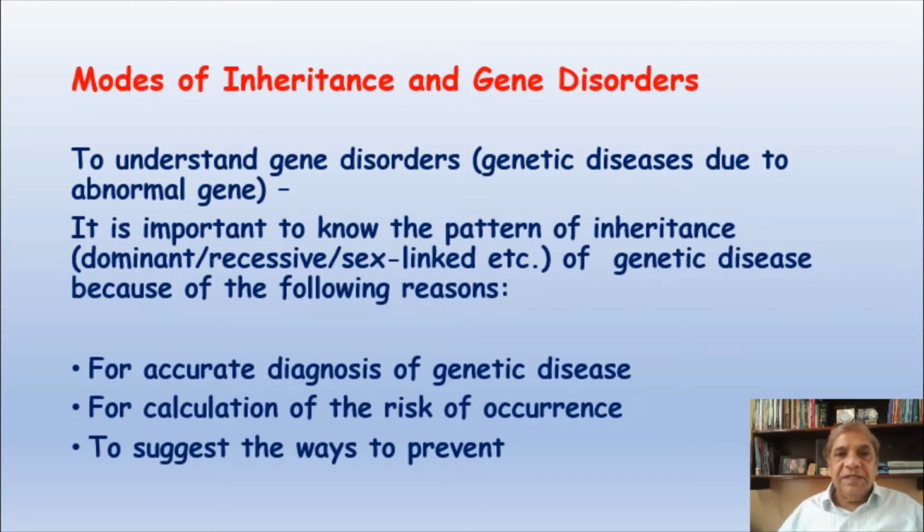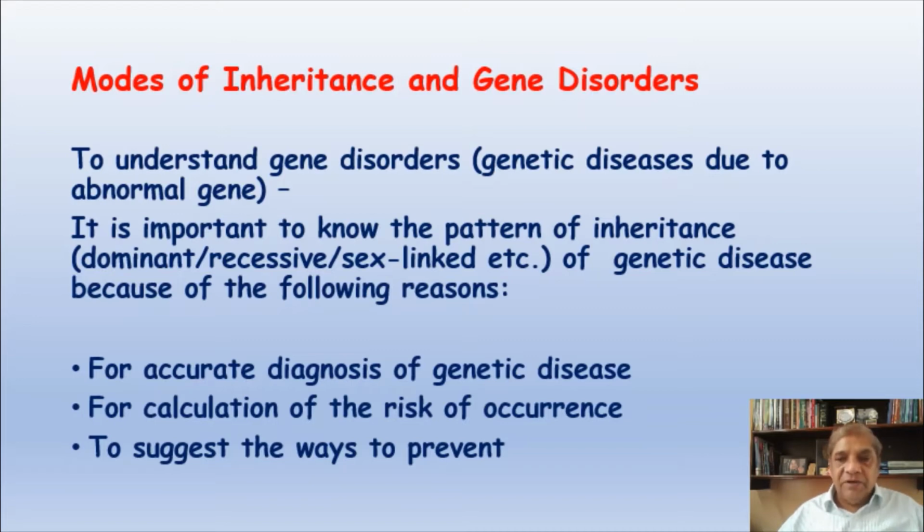Now, modes of inheritance. Our main aim is to understand gene disorders, those genetic diseases due to an abnormal gene or a mutant gene. These can only be understood if we first know the pattern of inheritance. To understand any genetic disease determined by an abnormal gene, it is most important to know its mode of inheritance, whether that disease is a dominant disease, recessive disease, or sex-linked disease. So this thing has to be known.